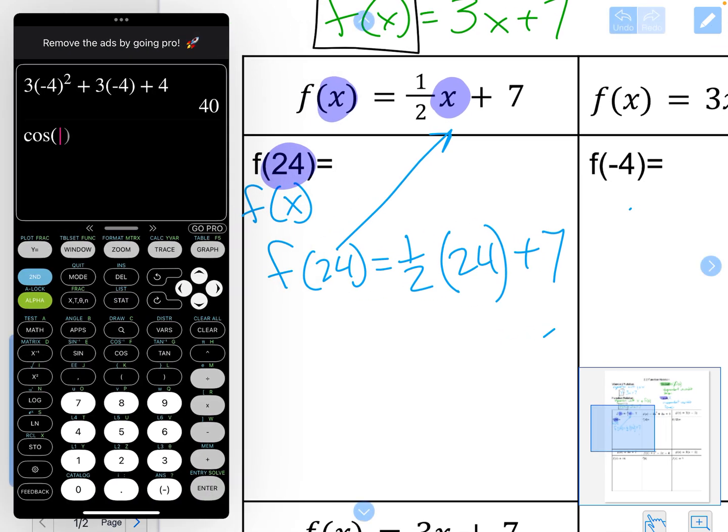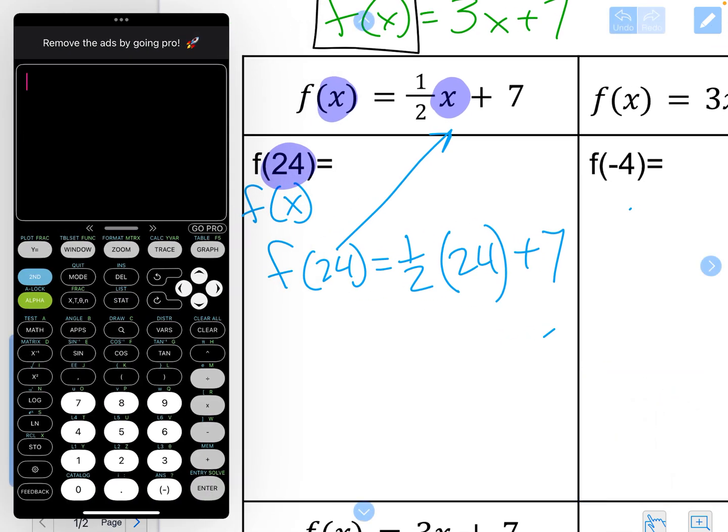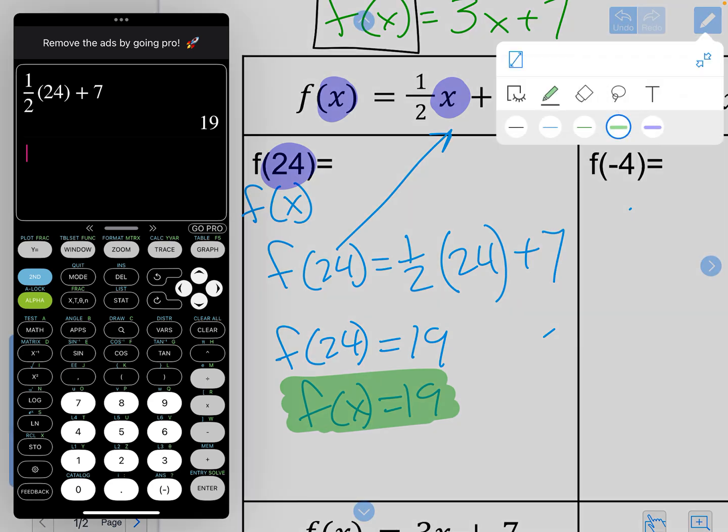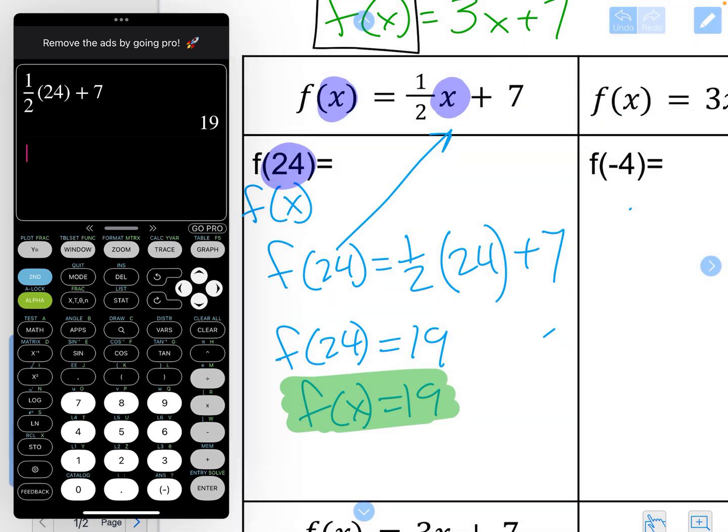So now I'm going to pull out my calculator, and we're going to do this. So we're going to type in alpha y equals, we're going to hit our fraction, we're going to go 1/2, then we're going to go parentheses 24, parentheses plus 7. And so this tells us that f of 24 equals 19, or f of x equals 19. They are both technically correct, but for later, I'm going to write it like this. So our input is the 24, our output is 19. So if we were to write this as a point, it would be 24, comma 19.